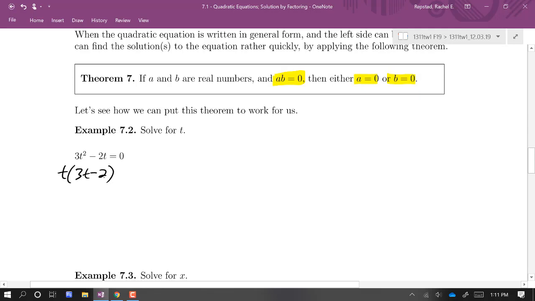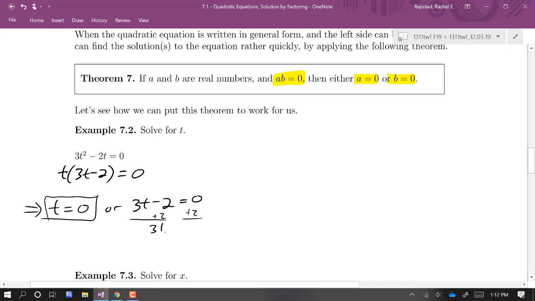3t minus 2. Now I haven't finished this step because this is still equal to 0. The fact that that product is equal to 0 is what lets me take the next step. And so here we are multiplying two things to get 0. Using theorem 7, that means that either t is equal to 0 or 3t minus 2 is equal to 0. So there's one of our solutions, t equals 0. The other solution we'll get by solving that linear equation. So if I add 2 to both sides, we get 3t equals 2, and then we can divide by 3 and get t equals 2/3.